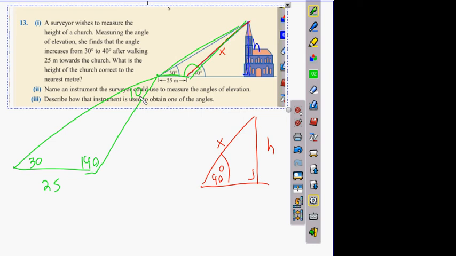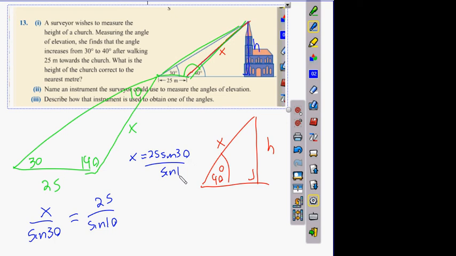Now, our whole goal is to find x. We can use the sine rule to do that. How do you use the sine rule to find that? X over sine 30 equals 25 over sine 10. And how do you find out what x is again? Bring sine 30 up. So you get 25 sine 30 over sine 10. Put that in the calculator.